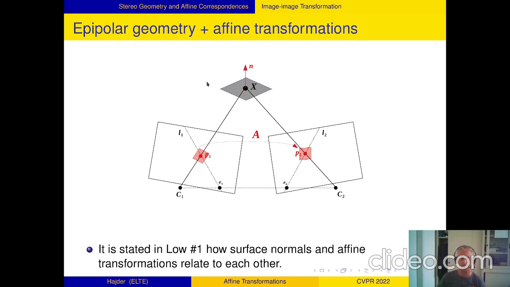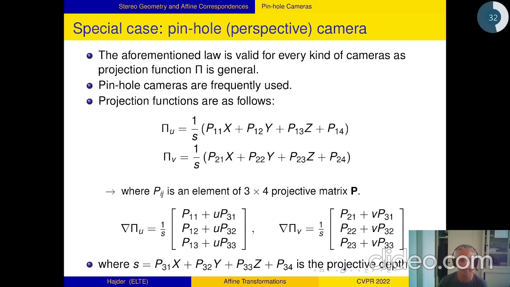Okay, so it's stated in the first law how the surface normals and affine transformations plus the camera parameters and image coordinates relate to each other. And here is an example for the gradient. I mentioned that in the gradient, here you see the gradient for the first and the second coordinate. The gradient contains the camera parameters.